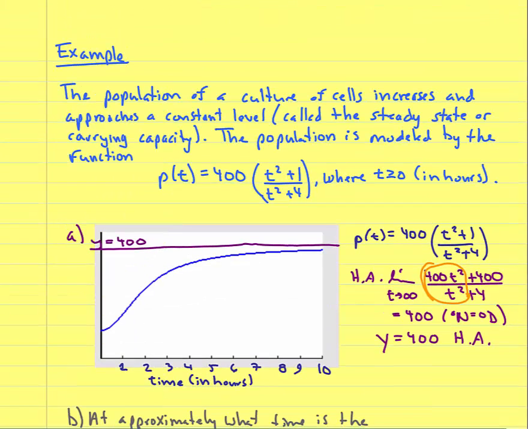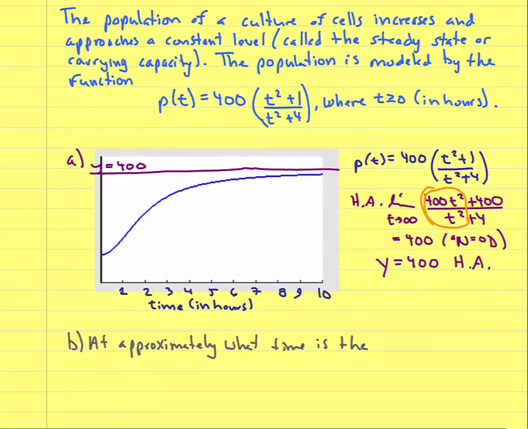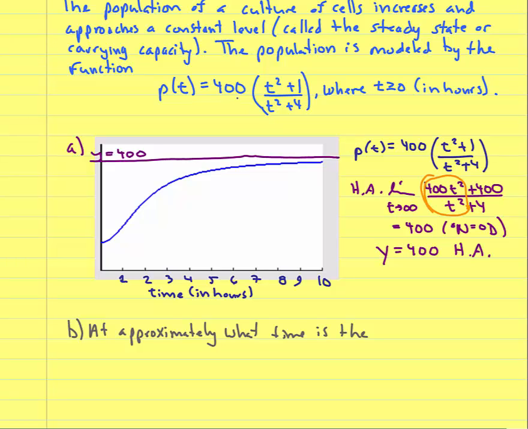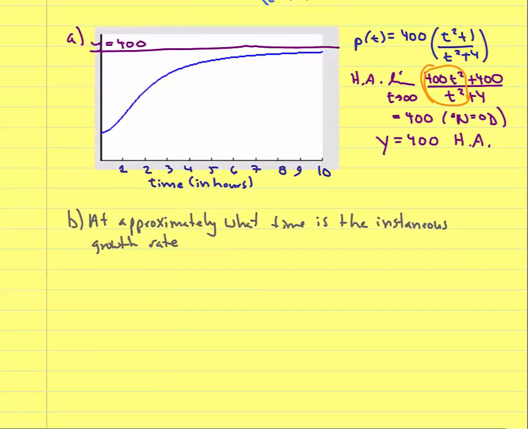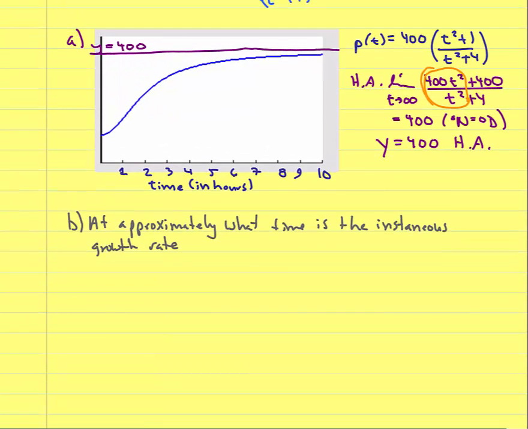Remember, the instantaneous growth rate is given by this function. Actually, it's not given by that function. It can be found with this function. This is the population size, and if I want to find the growth rate, I could take the derivative. So approximately what time is the instantaneous growth rate the greatest?